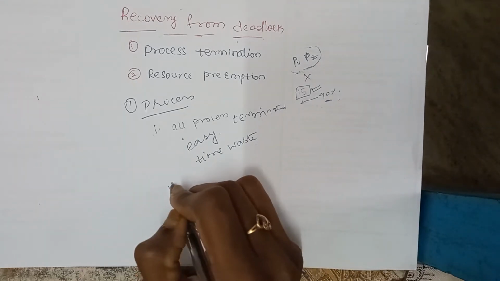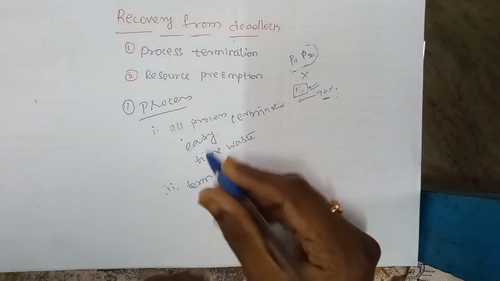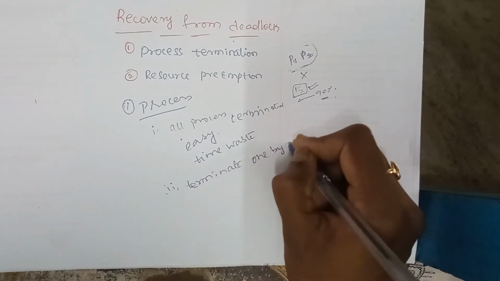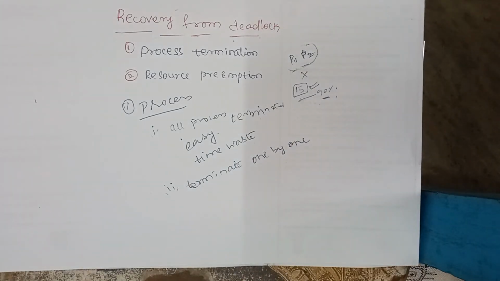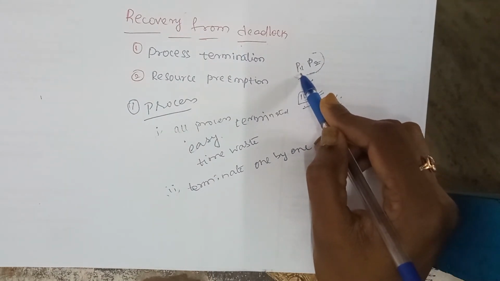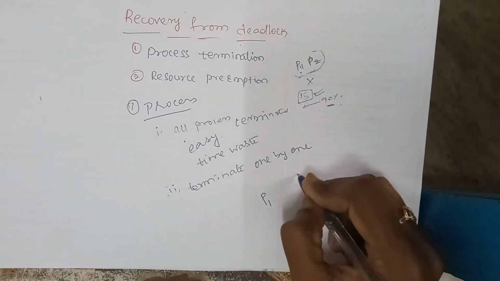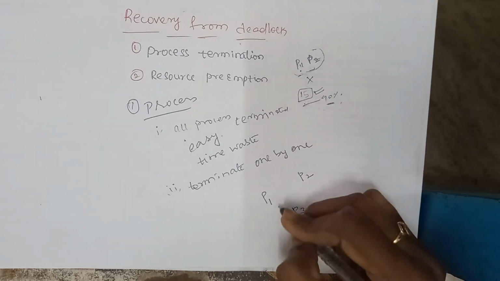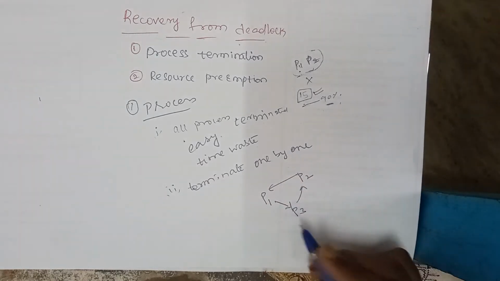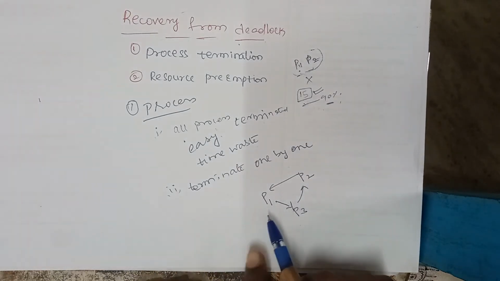So we have a second method of process termination, that is, terminate one by one. That means first P1 is terminated, then check whether the resources are free, and then go for process P2. Consider there is a deadlock between P1, P2 and P3. So in this case, instead of terminating all processes as in the first technique, first we terminate process P1.